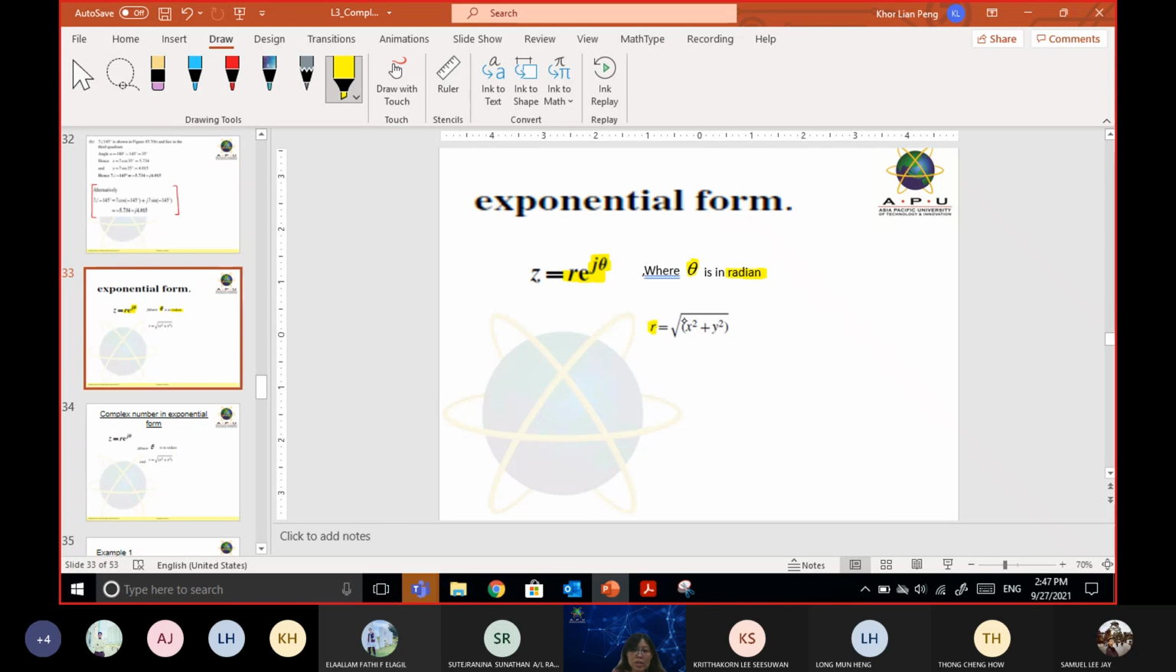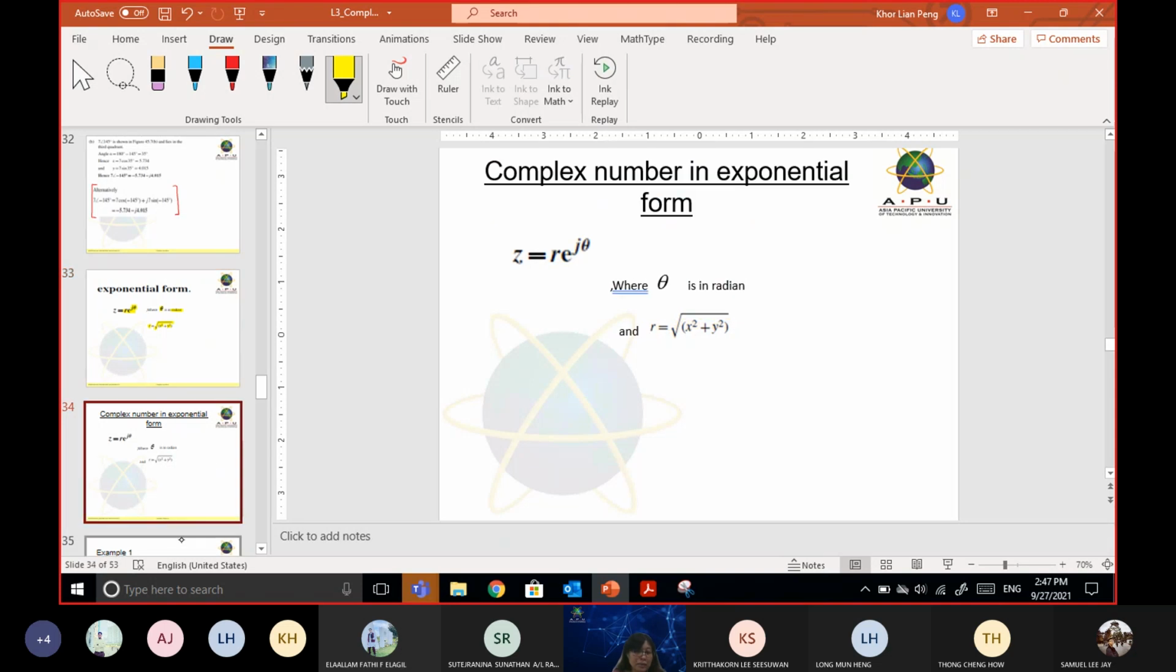Then the R, as usual, is the square root of x squared plus y squared, referring to the modulus. So this one is as usual, the square root of x squared plus y squared. But your theta must be in radian. Okay, take note about that.